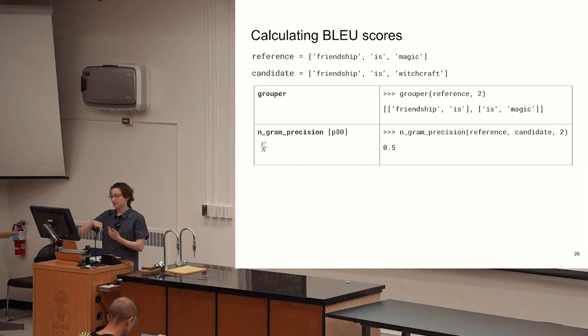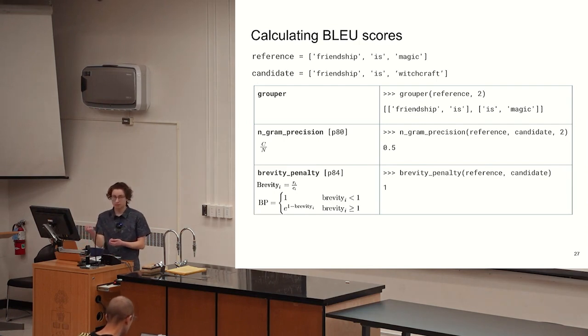So you divide by the proportion that are in the reference that are in the candidate. So you have C over N, and the details of this are in the course materials, but for this case it would be half, because the "friendship is" n-gram is in the reference, but "is witchcraft" is not in the reference.